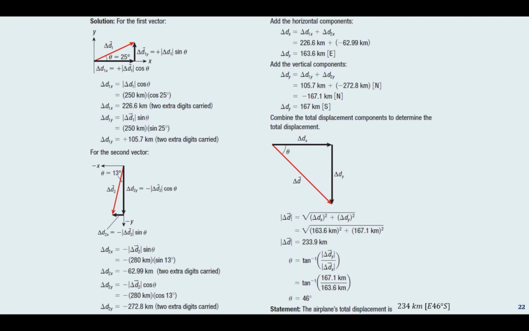So then you can combine the total displacement components to determine the total displacement. First of all, the magnitude of the total displacement, magnitude of delta d, is the square root of delta dx square plus delta dy square, which gives us approximately 233.9 kilometers. And theta is arctangent, the ratio between delta dy and delta dx magnitude. Then we can solve theta is approximately 46 degrees. So we can make the statement here. The airplane's total displacement is about 234 kilometers and the direction is 46 degrees south of east.